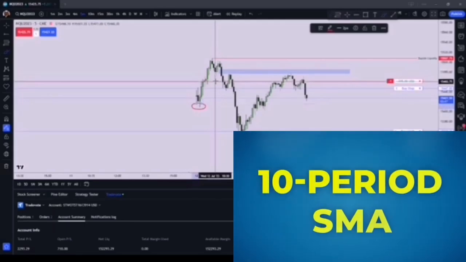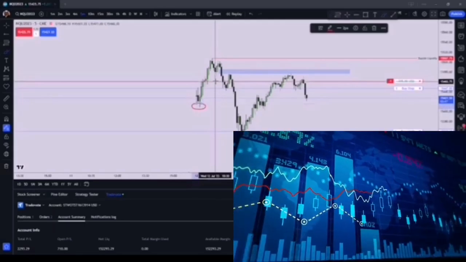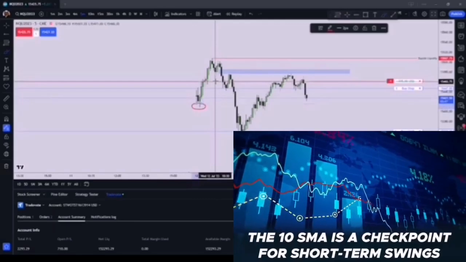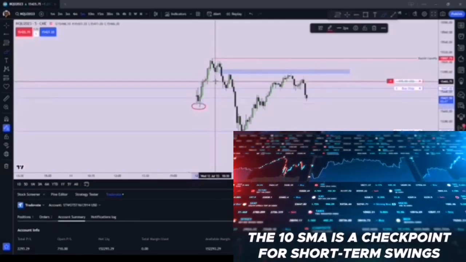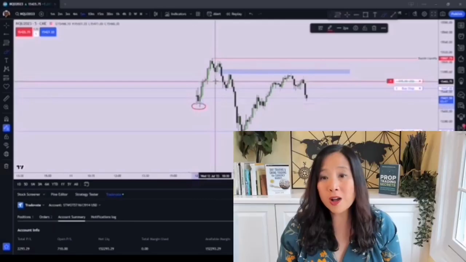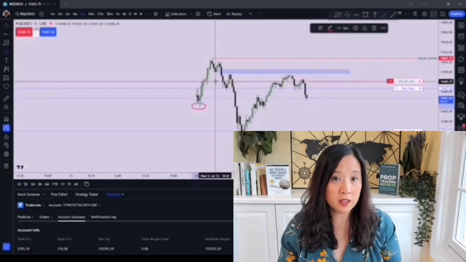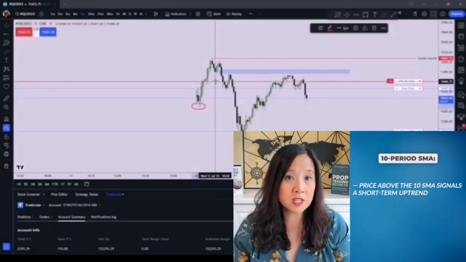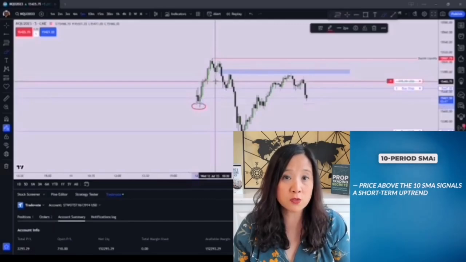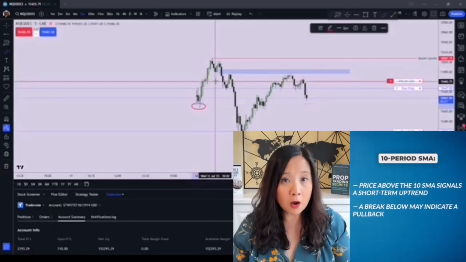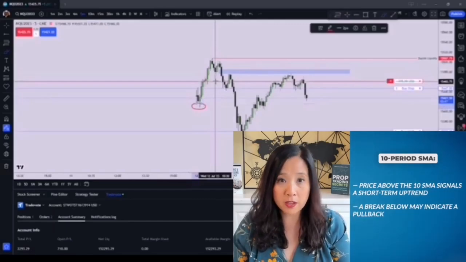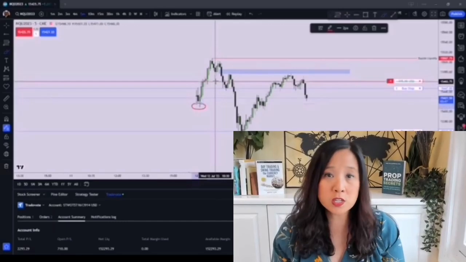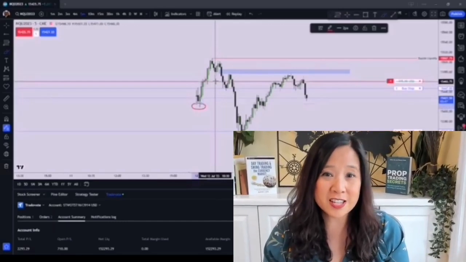Now, the 10-day SMA or 10-period SMA is also popular as a checkpoint for short-term price swings. It smooths out some of the noise that you'll see on a 5 SMA while still reacting relatively quickly. If the price crosses above the 10 SMA, for example, it's a sign that a short-term uptrend is forming. A break below could mean a pullback is underway. Swing traders oftentimes will use this to confirm their entry and exit points.